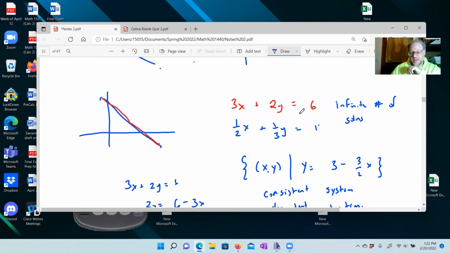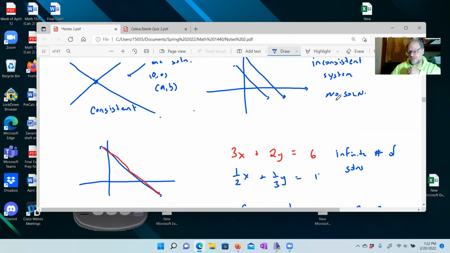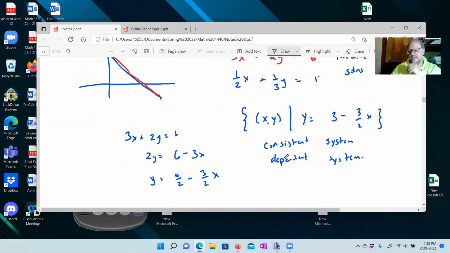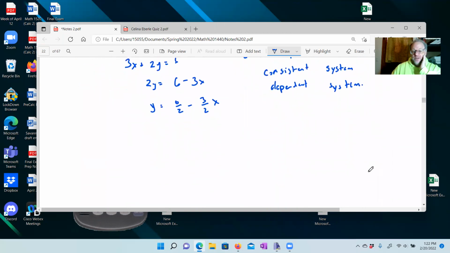Okay, so this one, the first one rather, it's consistent. If you're in my class, I don't really ask you for vocabulary words about whether this is consistent, but perhaps if you're in a different class, you might want to know that. So: inconsistent system, no solution, and then consistent but dependent. This is independent, that's dependent. Those are the choices that we have.